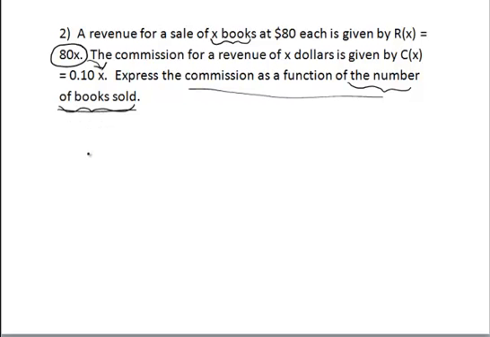So what would that be? R of C or C of R? You're putting R inside C, so that would be C of R, and that is equal to 0.1x, but x is 80x. So you would say 0.1 times 80, and you would end up with 8x.